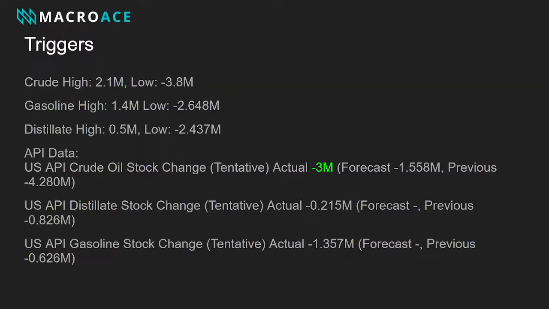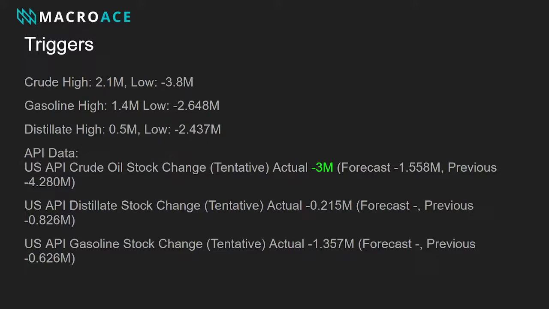Okay, so triggers then. Key things to remember. With the crude oil inventories, the highest estimate according to analysts is about 2.1 million, with a low estimate of minus 3.8 million. Gasoline, highest estimated forecast at 1.4 million, with a low of minus 2.648 million, and distillate with a high of 0.5 million, with a low of minus 2.437 million.